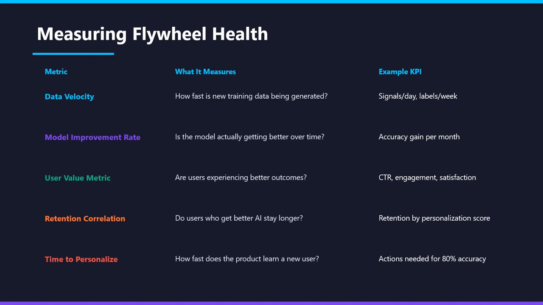Model improvement rate. Is the model actually getting better over time? So track accuracy gain per month or per data milestone. If you double your data and accuracy didn't improve, something is wrong with your learning pipeline.